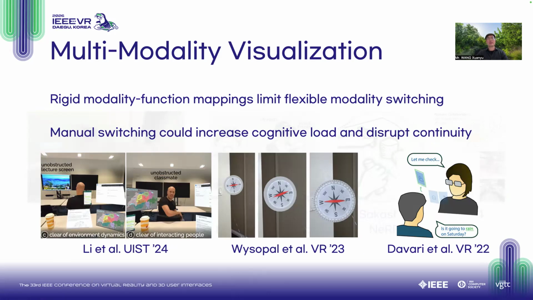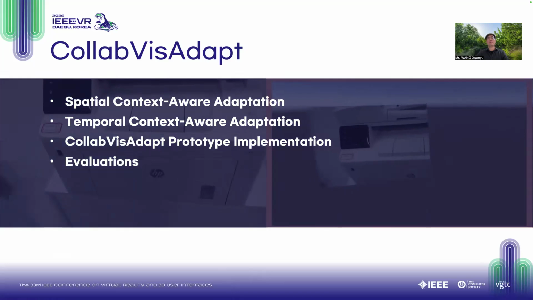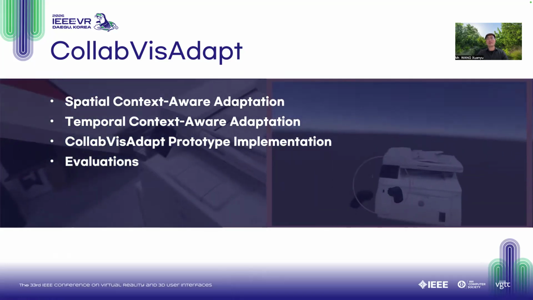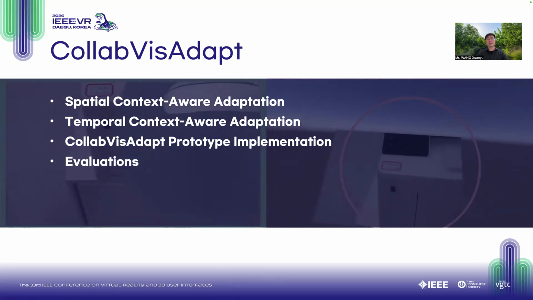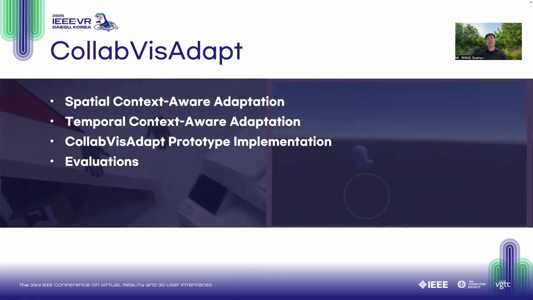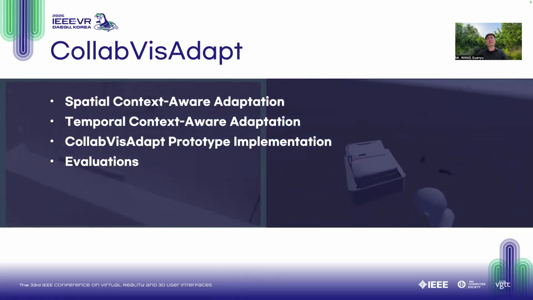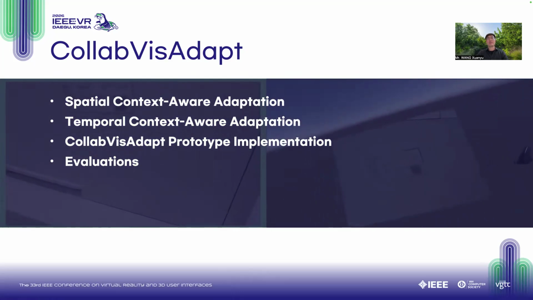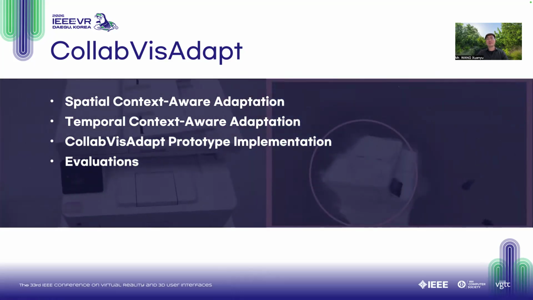Similar autonomous switching techniques exist in 3D UI studies, where researchers explore adaptation of UI components based on user-centered contexts such as interaction semantics, head rotation, and eye gaze to improve task efficiency and reduce cognitive load. Therefore, informed by this strain of research, we explore applying such adaptation to shared object visualization in tight collaboration. Next, I will introduce how we explore the adaptation of visualization modalities based on spatial context and temporal context, and present the implementation of the CollabVisAdapt proof of concept prototype and the user evaluation based on it.